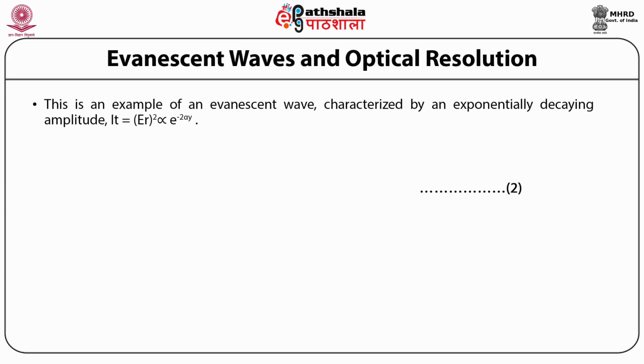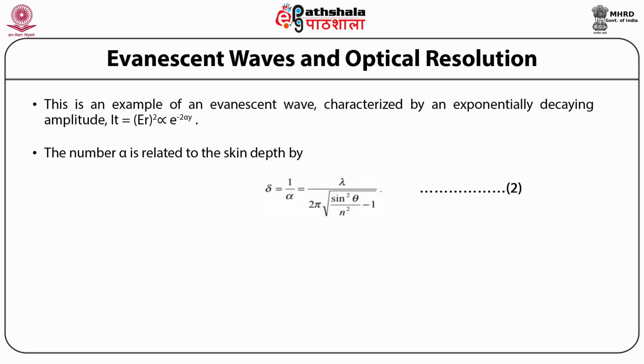This is an example of an evanescent wave, characterized by an exponentially decaying amplitude, that is, the intensity, E whole square, is proportional to e raised to power minus 2 alpha y. The number alpha is related to the skin depth by delta equals 1 divided by alpha. This equals lambda divided by 2 pi into square root of sin square theta by n square minus 1.